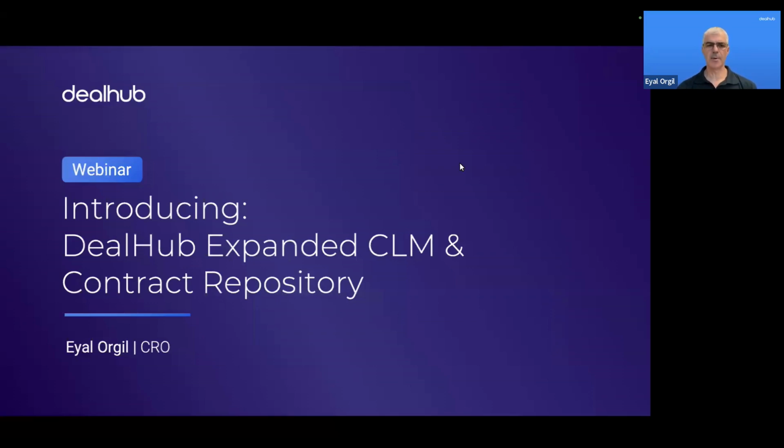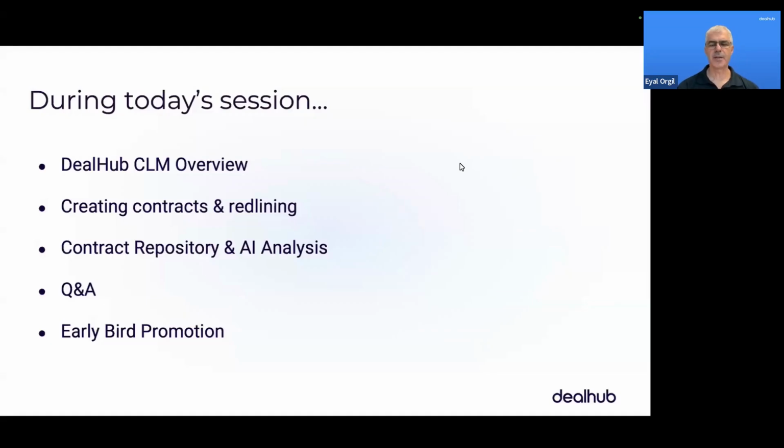I'm the CRO at DealHub, and today we're going to be looking at DealHub's new and expanded CLM capabilities and contract repository. During today's session, we're going to look in a few minutes at DealHub's CLM capabilities, just an overview of that. Then we're going to look at some examples of how to actually create contracts and do some redlining with DealHub. We'll take a look at DealHub's contract repository AI analysis, what capabilities you'll have there. We'll have a Q&A session at the end, and then I'll talk about an early bird promotion that we're going to make available for you.